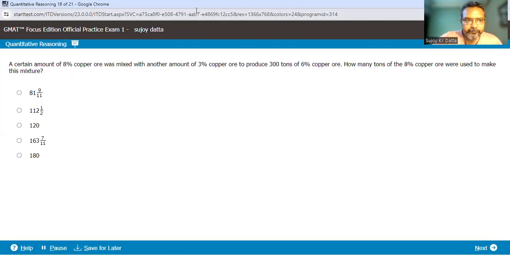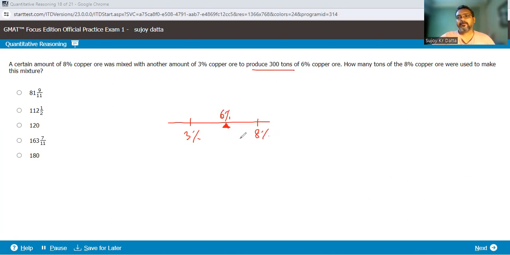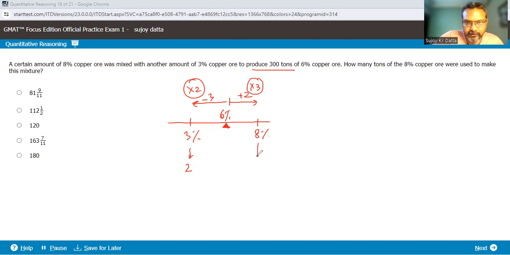Next. A certain amount of 8% copper ore was mixed with 3% ore to get 6% ore. So if I, let's say, do it on a scale, with 3%, you mix 8%, the beam gets balanced at 6%. How many tons of the 8% was used to make this mixture? Total is 300 tons. Okay, so now if you look at the deviations, we are using that the sum of deviations is 0 for an average. So this side deviation is +2, this side deviation is -3, right? 3 minus 6, 8 minus 6. To make the sum 0, we have to take this 3 times to get 6 and take this 2 times to get -6 so that they cancel out. That means this has to be taken 2 times and this has to be taken 3 times.